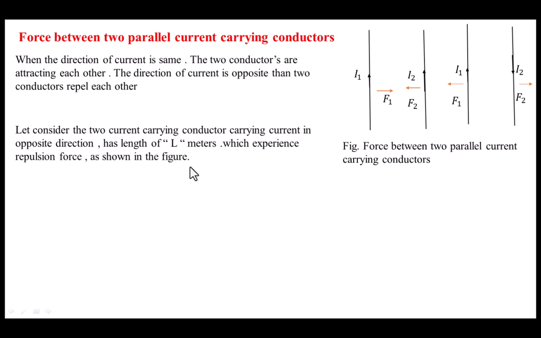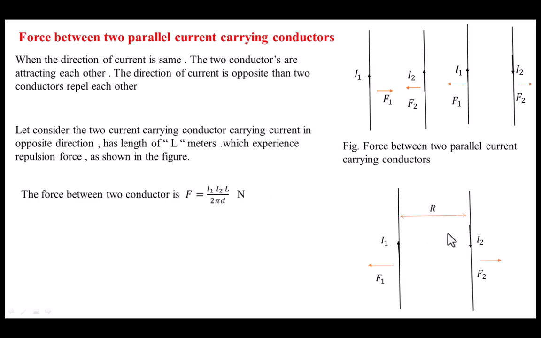Now we are going to find the magnitude of this force. Let's consider two current carrying conductors carrying currents I1 and I2 in opposite directions. A repulsive force will exist between these two conductors. The distance between the two conductors is capital R. Now the force between these two conductors is equal to I1 I2 L by 2 pi R newtons. Sorry, this is not D, this is R. L is the length of the conductor, this length. R is the distance between the two conductors.